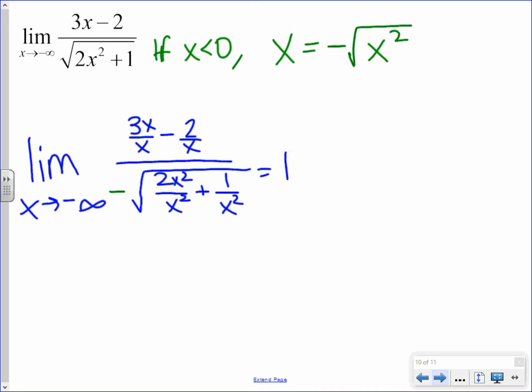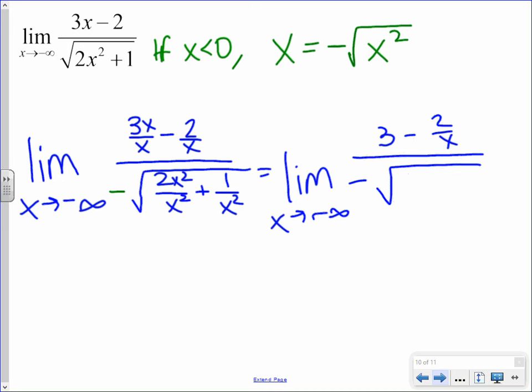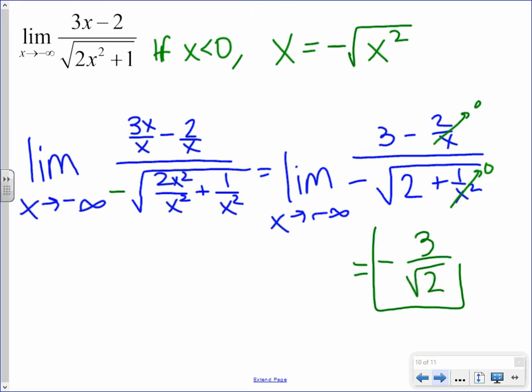Okay. So then what's going to happen? We have 3 minus 2 over x over, we have that negative outside, the radical of 2 plus 1 over x squared. Just like before, these go to 0, and now the limit towards negative infinity is 3 over negative radical 2. What's happening with this graph is that there are 2 horizontal asymptotes.